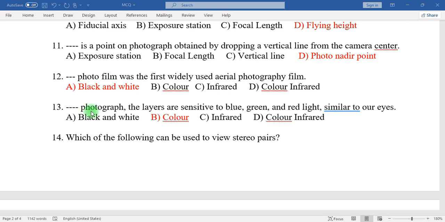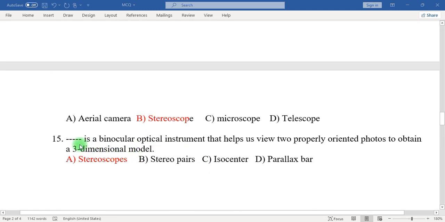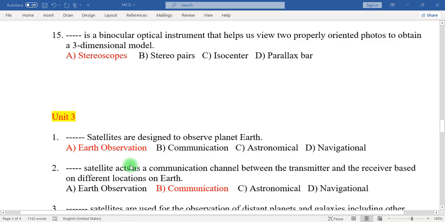Dash-dash photographs, the layers are sensitive to blue, green and red light, similar to our eyes. Correct answer, color. Which of the following can be used to view stereo pairs? Correct answer, stereoscope. Dash-dash is a binocular optical instrument that helps us view two properly oriented photographs to obtain a three-dimensional model. Correct answer, stereoscope.